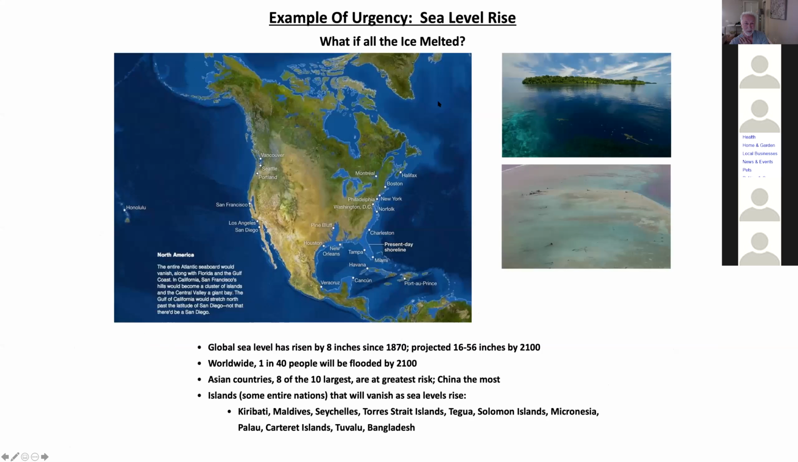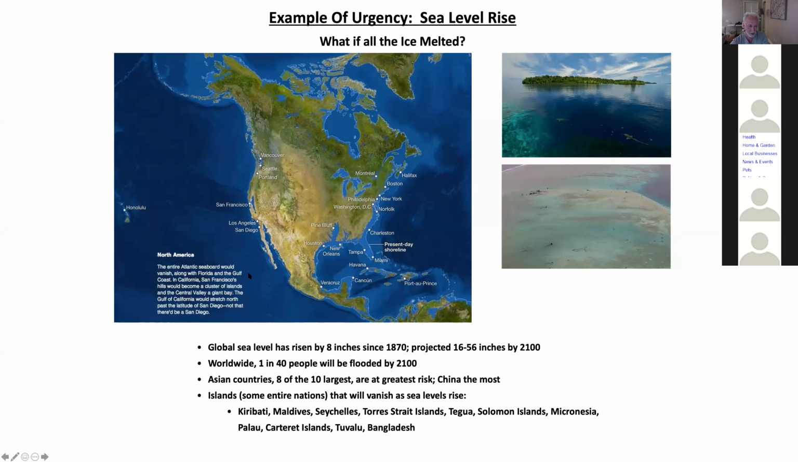So here's an example of the urgency, sea level rise. This map is hypothetical. What if all the ice on both polar ice caps melted? Look closely and you can see a blue outline of the eastern and southern coasts of North America. That's the present-day shoreline. If all the ice melted, the shoreline would recede to what you see in the other colored part.